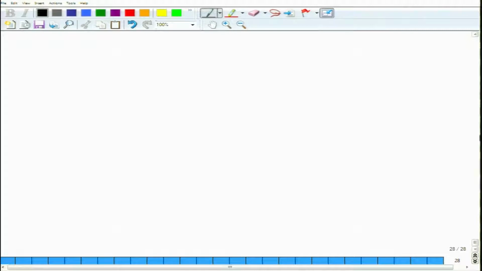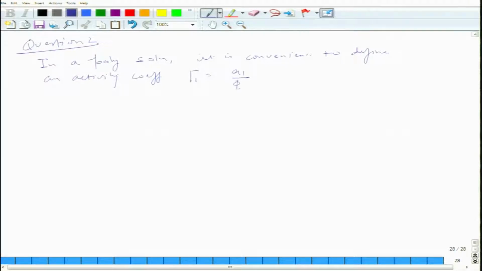So, let me now describe the second problem. Let us say in a polymeric solution, it is sometimes convenient to define an activity coefficient as gamma 1 equal to A1 by phi 1, where A is of course the activity and phi is the volume fraction. 1 represents the volatile component.